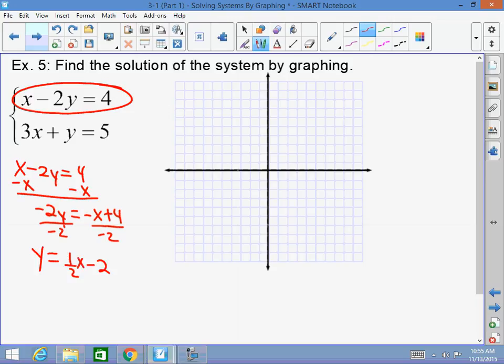Let's go ahead and graph that. My y-intercept is negative 2. My slope is 1/2, so up 1 over 2, up 1 over 2, down 1 over 2, down 1 over 2.